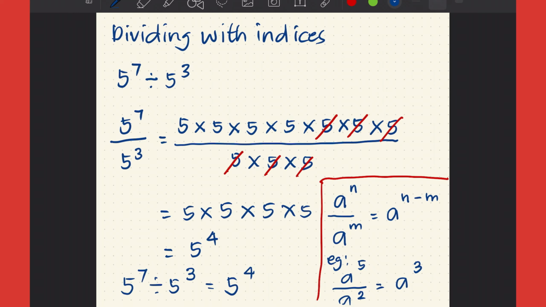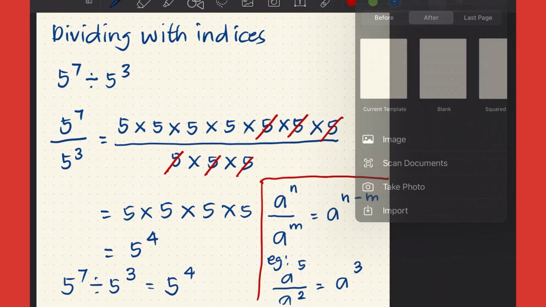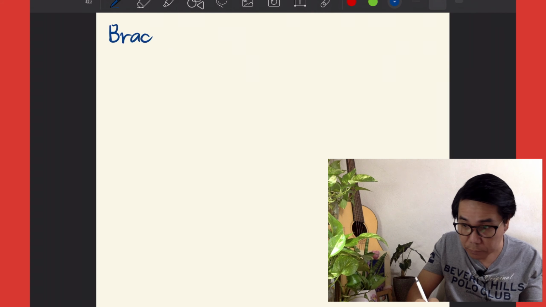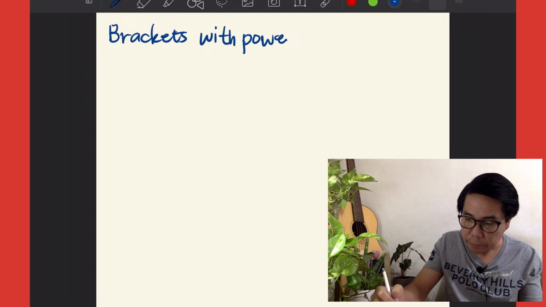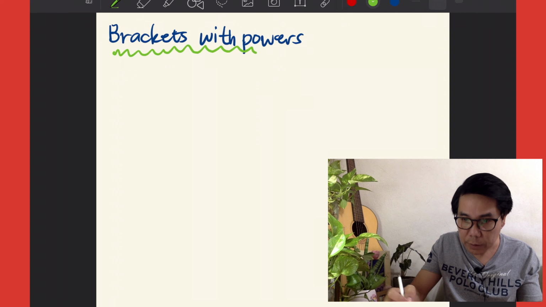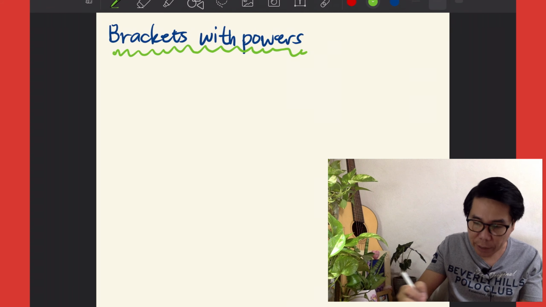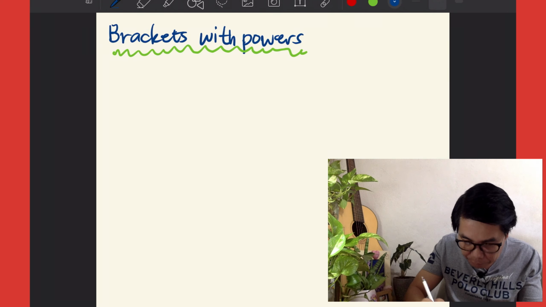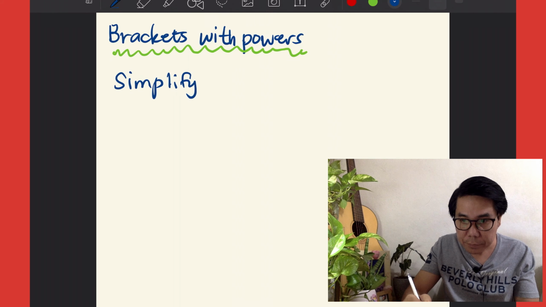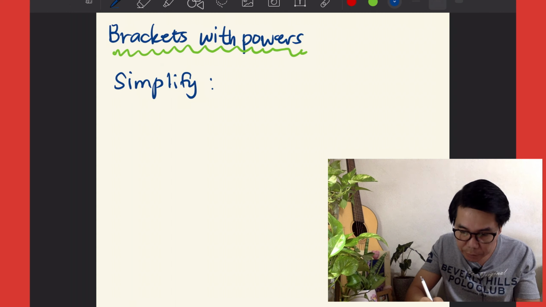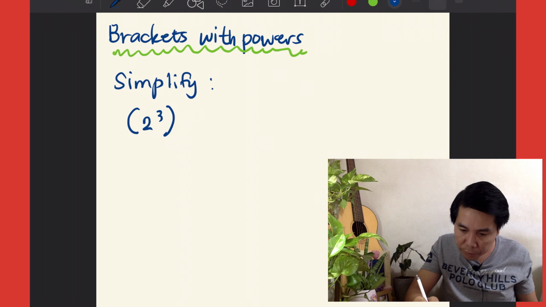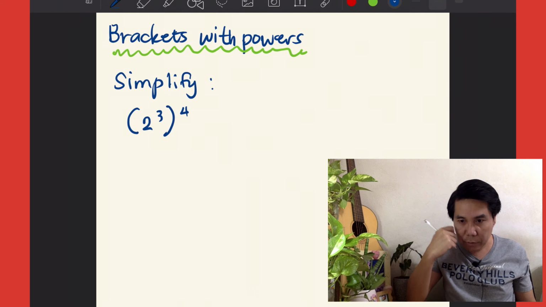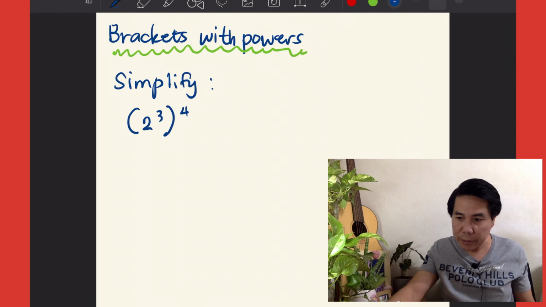Okay, now, what if we have brackets? Okay, so let's say, for instance, how could we simplify 2 raised to the power of 3, and then to the 4th power. So what should we do with that?